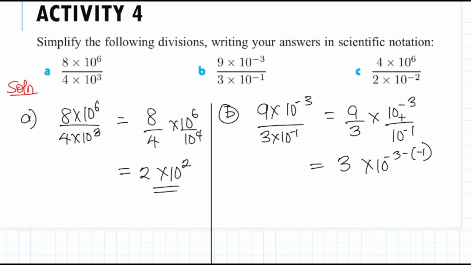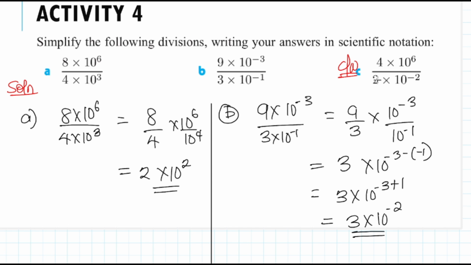Okay, so you know this is division law, that's minus, and then the one has minus. Minus times minus is plus. So we have 3 times 10 raised to the power minus 3 plus 1, and that will be 3 times 10 raised to the power minus 2. That's the final answer. So you pause the video and take this one as your classwork.